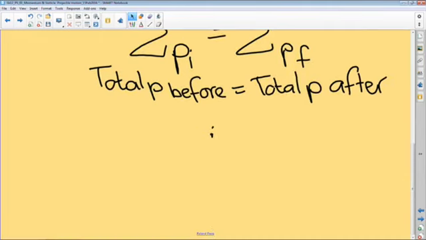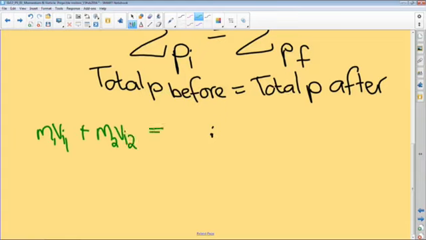There we go. See, if you're just nice to technology, it's nice to you. If we have two separate objects that then collide and move off as separate objects, then we would say that my first object's mass times its initial velocity plus my second object's mass and its initial velocity is going to be equal to the first object's mass and its final velocity plus my second object and its final velocity.